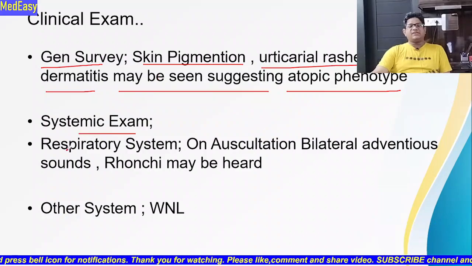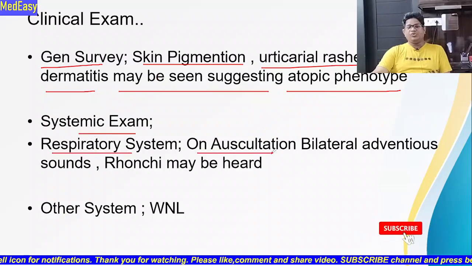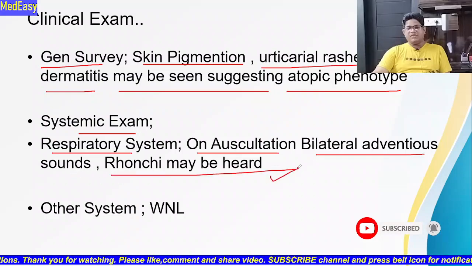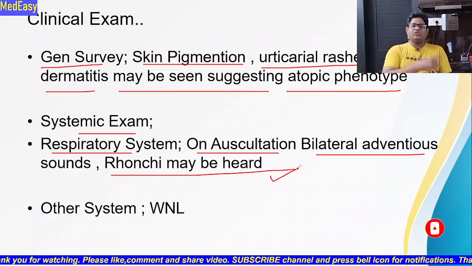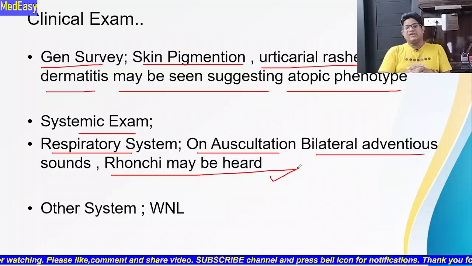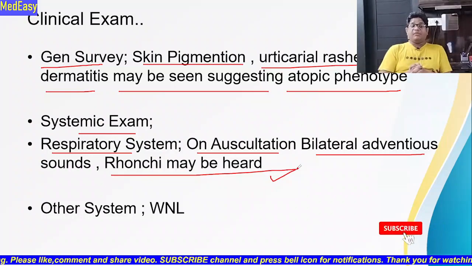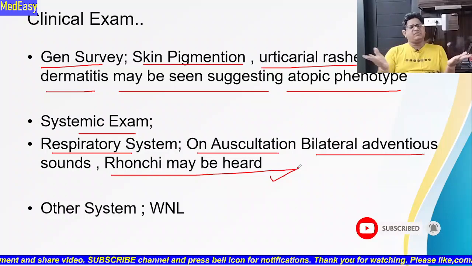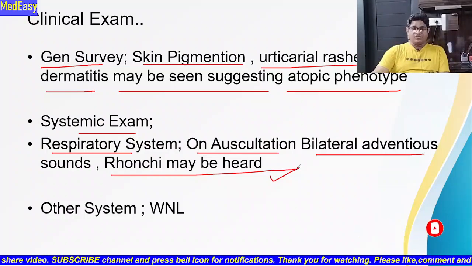On systemic examination, respiratory system examination, on auscultation, there may be bilateral adventitious sounds like rhonchi heard sometimes. So if we auscultate the patient in the OPD, we can get some added sounds, especially rhonchi. But sometimes the patient may not have any respiratory finding, the chest may be absolutely clear in some cases also. All right.